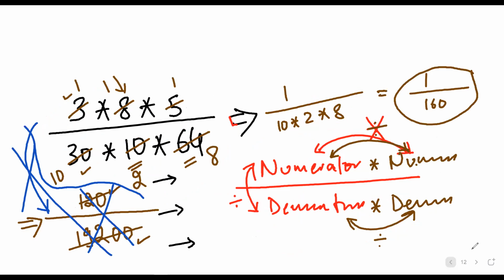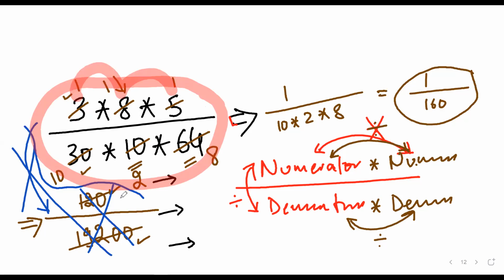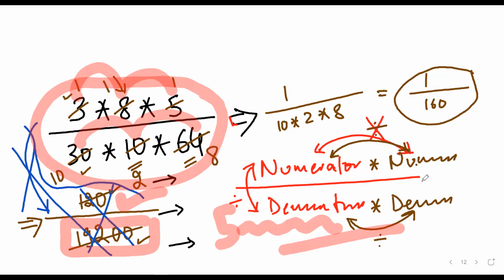Soumya ji, any doubt? No, sir. So Soumya ji, what I'm trying to tell you is that students get into a very bad habit. When they have to solve a question like this, 3 into 8 into 5, 30 into 10 into 64, they multiply 3 into 8 into 5, they'll write 120, then they'll multiply 30 into 10 into 64, they'll write this as 19200, and then they'll start the cancellation. And that is why they'll take 5 minutes to solve this question.